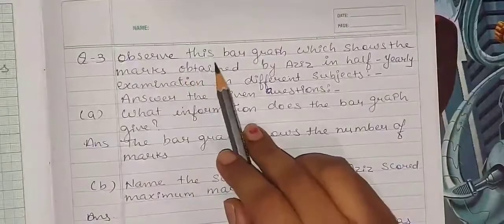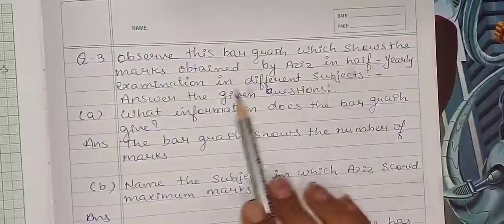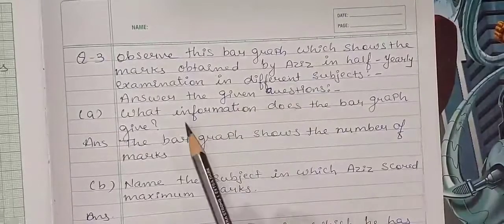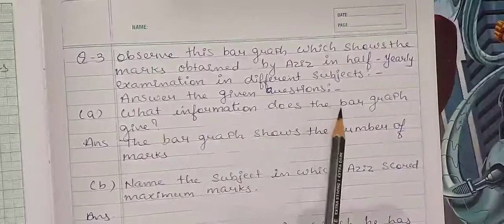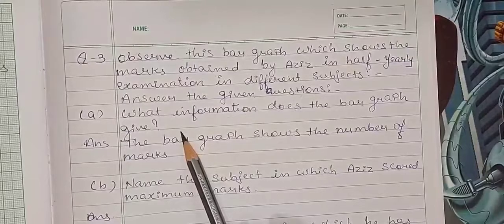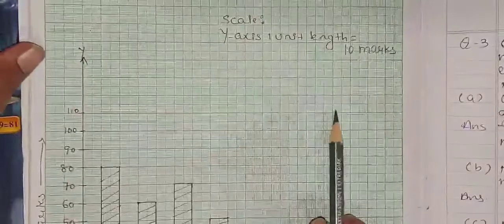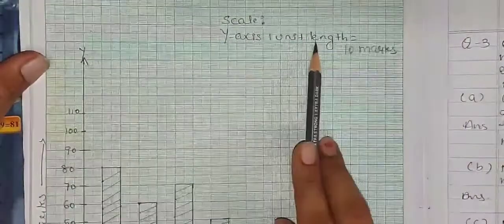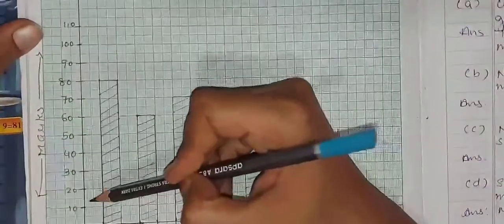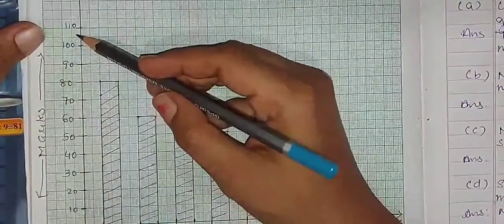Question number 3. Observe this bar graph which shows the marks obtained by Aziz in half-yearly examinations in different subjects. Answer the given questions. A. What information does the bar graph give? Students, first of all, let us observe the bar graph given in the question. In this bar graph, the scale on the y-axis is 1 unit length equals 10 marks. Here you can observe that 10, 20, 30, 40, 50, 60 marks are written on the y-axis.